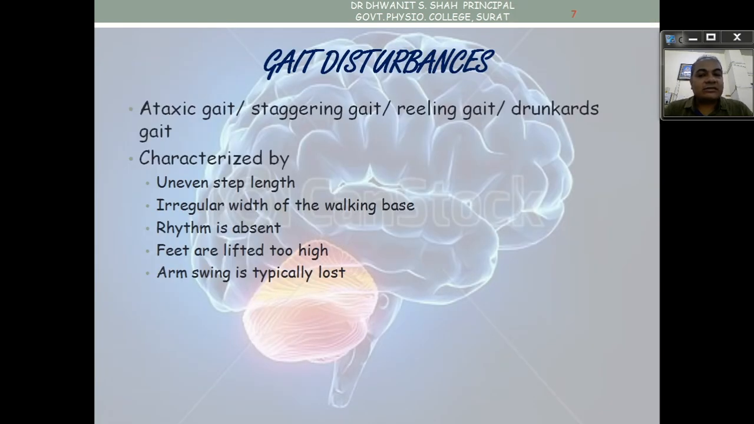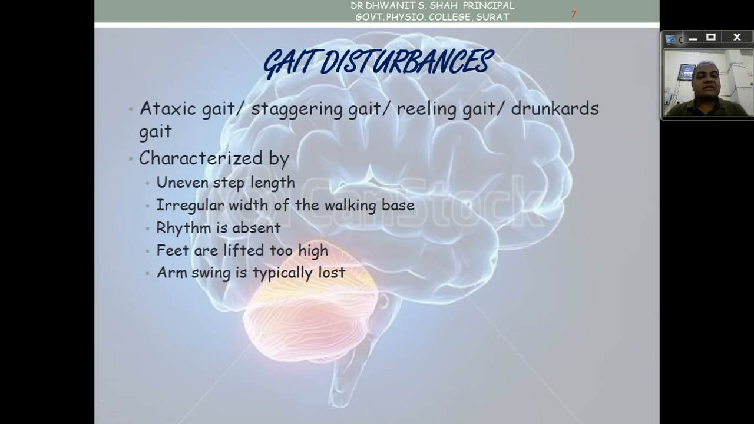Next is gait disturbances. You must know this is the ataxic gait. It can also be known as staggering gait. It is also called a reeling gait. It is also a drunken gait. Okay, there are different names for the one ataxic gait. It is characterized by uneven step length, irregular width of the walking base. Rhythm is absent, I told you, and feet are lifted too high in order to keep the balance. They just lift and go there because they have the feeling of falling.